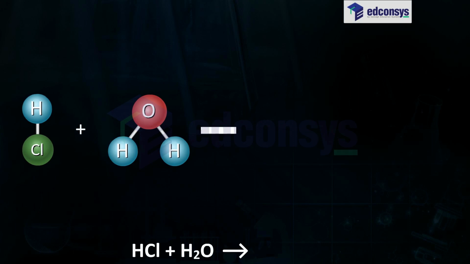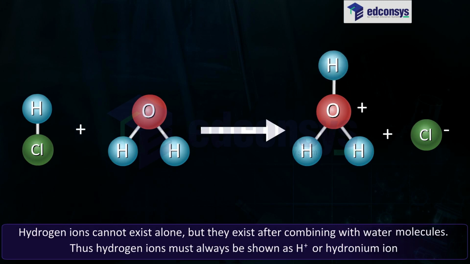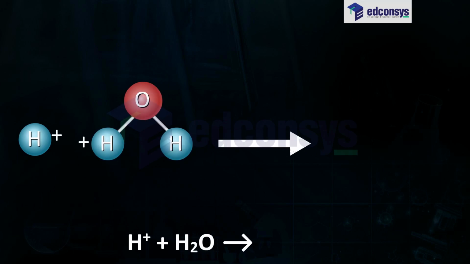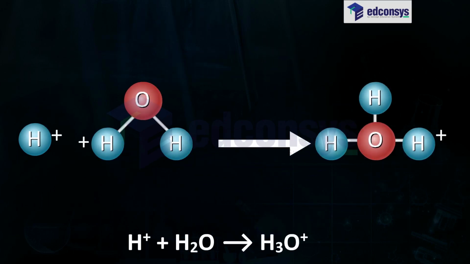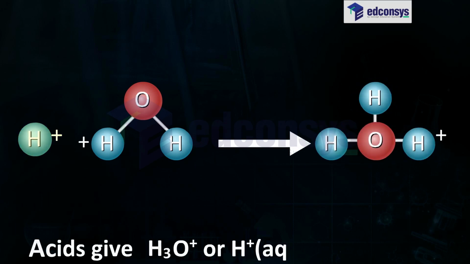HCl + H2O gives H3O+ + Cl-. Hydrogen ions cannot exist alone, but they exist after combining with water molecules. Thus, hydrogen ions must always be shown as H+(aq) or hydronium ion. H+ + H2O gives H3O+. Acids give H3O+ or H+(aq) ions in water.